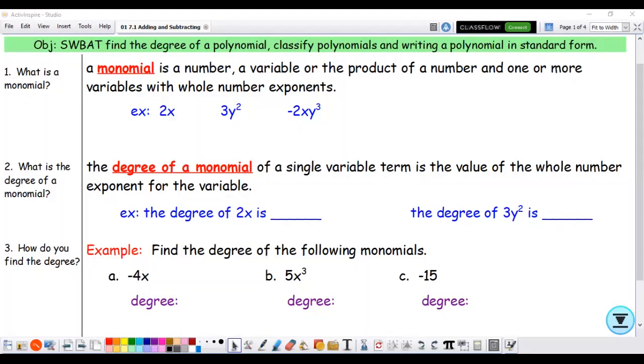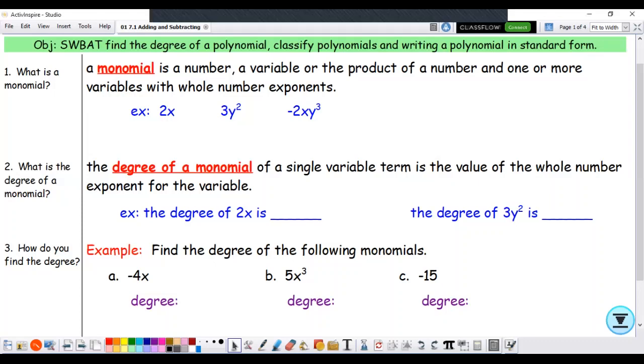A monomial is a number or a variable, or it's the product or multiplication of a number with one or more variables with whole number exponents. You don't want to have exponents that are negative. You don't want to have exponents that are fractions. So you see we have three examples of monomials. We have 2x, we have 3y squared, and we have negative 2xy to the third.